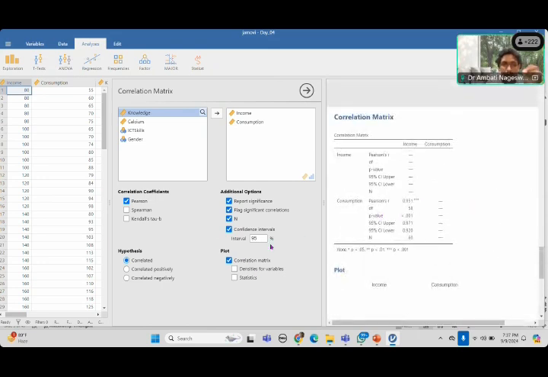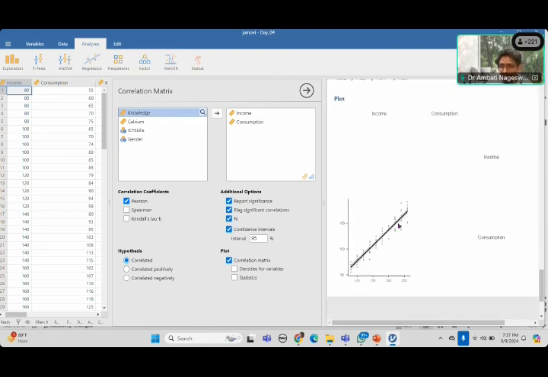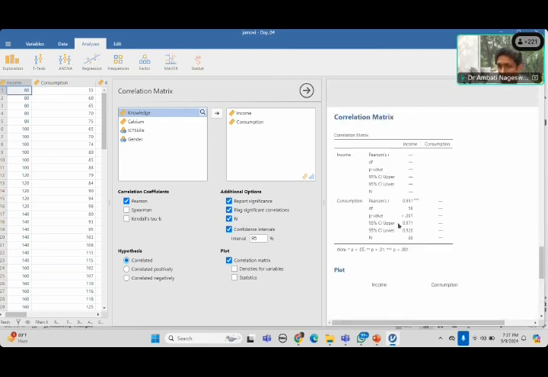Okay. Now coming to the results part. If you look at the p-value, our p-value is less than 0.05. It means there is a significant relationship between income and consumption. Now I understood there is a significant relationship. And with the help of the linearity relationship, we also understand there is a positive correlation. But what is the strength of the relationship? I'm repeating again.